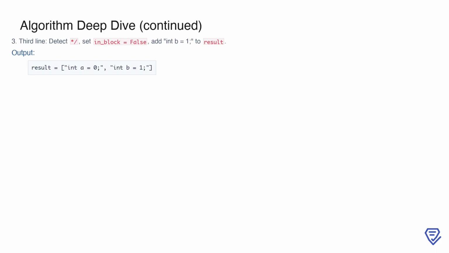Moving to the third line, we find the closing */, which ends the multi-line comment, so we set in_block back to false. The remaining valid code on this line, int b equals 1, is added to the result list. The final output is result equals int a equals 0, int b equals 1. This step-by-step process ensures that all comments are removed while preserving the structure and content of the original code.